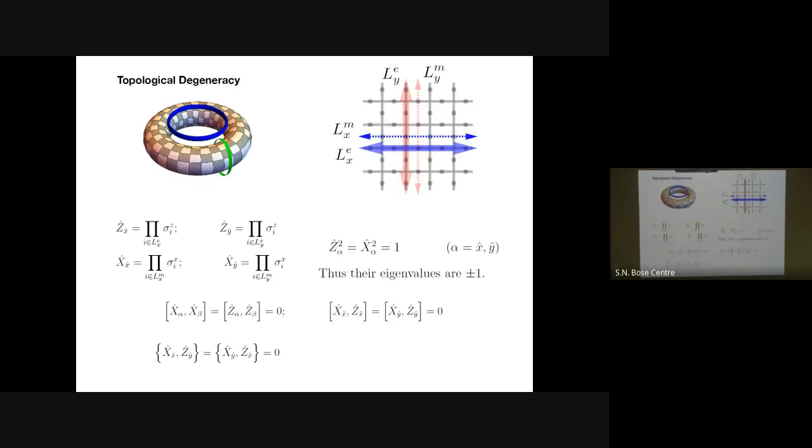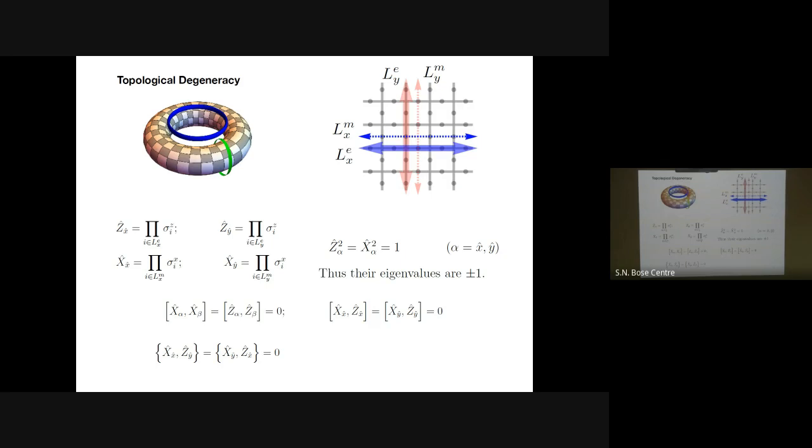Okay, so I think I'll leave this out in the interest of time, but one can try to understand the topological degeneracy of the system. Let me just quickly go through it. So instead of thinking about an open system, you now think about the same system on a torus. This is the picture that is the reason why I wanted to present this on the slides.